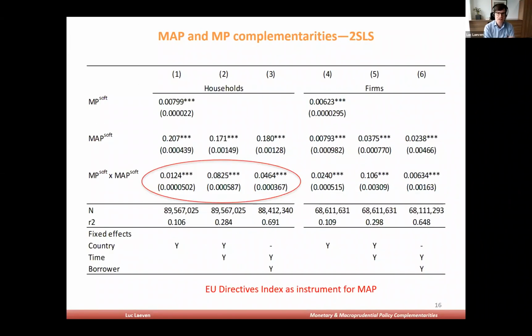The results are variations of the following table. These are the instrumental variable results. The part that I circled in red is the beta 3 coefficient on the various specifications, and indeed it is strongly positive and significantly so for households. And the second part of the panel shows the same for firms, where it's also significant. Here again, the instrument is the EU directives index.